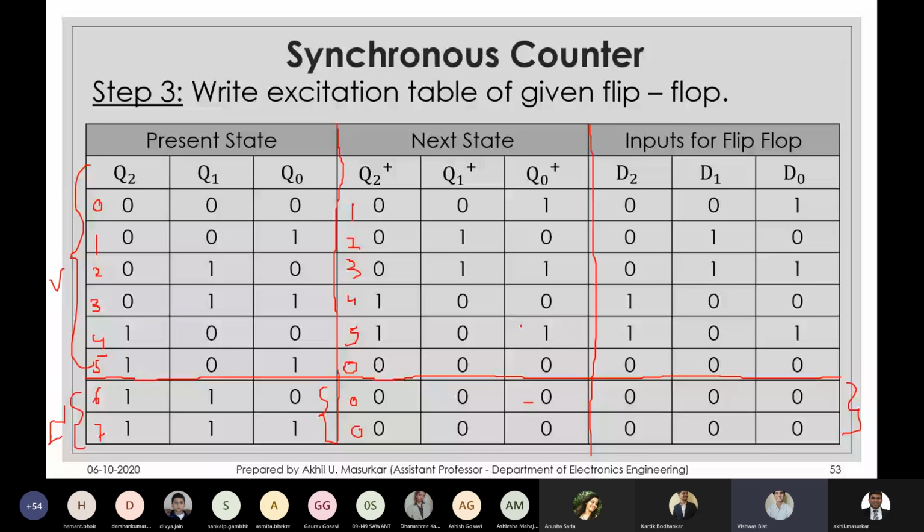Yes, as you can see on the screen, step number 1 and 2 will be exactly the same. So now don't care has been replaced by 0. So K-maps will change.